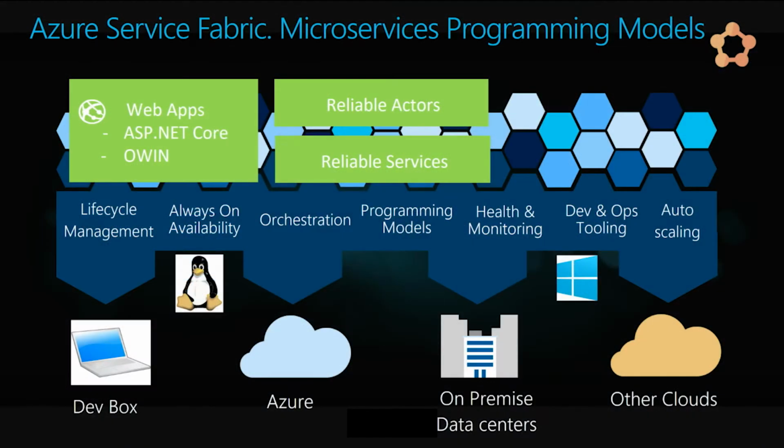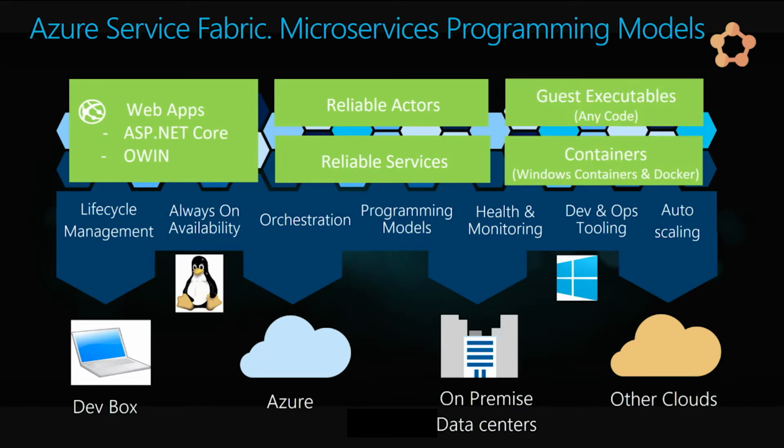Great. And then when you build your apps, we have various different ways that you can use programming models. We provide out of the box, as part of our runtime, reliable services and reliable actors that allow you to be very productive about building scaled out applications. But you can also build web applications. We host ASP.NET Core, Owin, and other web apps on top of us. And then, of course, you can bring along any piece of code that you like, whether it's a guest executable. And last year, we also introduced the fact that you can launch and host containers. So this is Service Fabric as a distributed systems platform for building microservices.